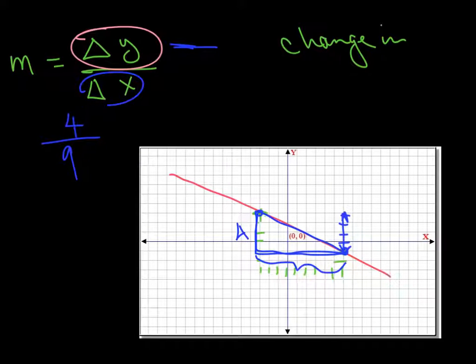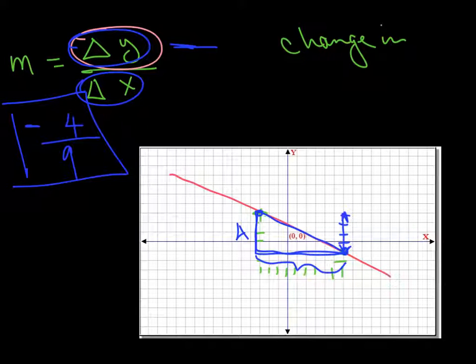So the change in x is 9, the distance between the two is 9, and the distance up and down is 4. Now, if you remember, when I said we have a slope that goes down from left to right, that means I'm going downhill. That means it's negative. So my slope for that line is negative 4 over 9.